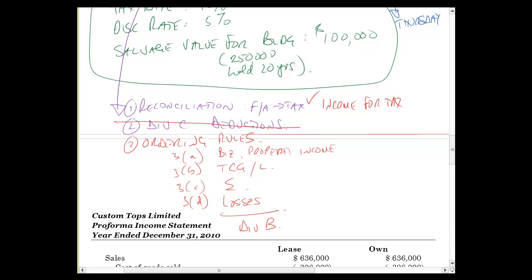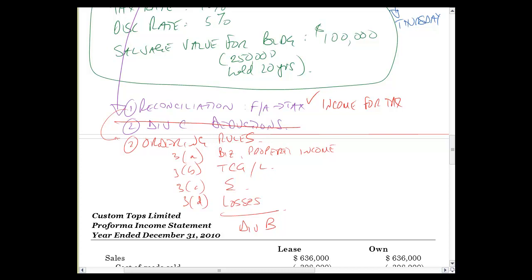That's Division B income. So we ask ourselves, how does the reconciliation and the ordering all fit together? Well, they're really the same thing. If I am given no command to do the ordering, then all I have to do is think about what financial accounting did for it, fix that, put in the tax, and I'm done.